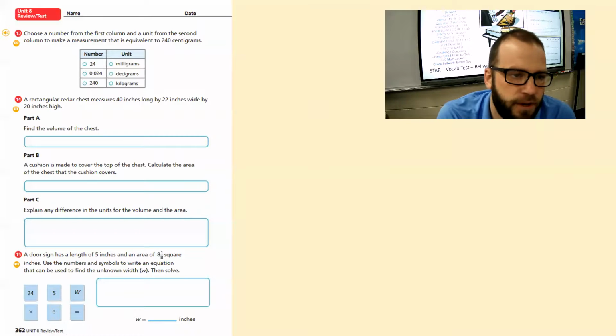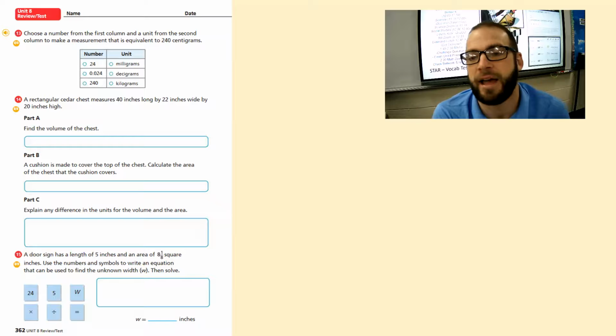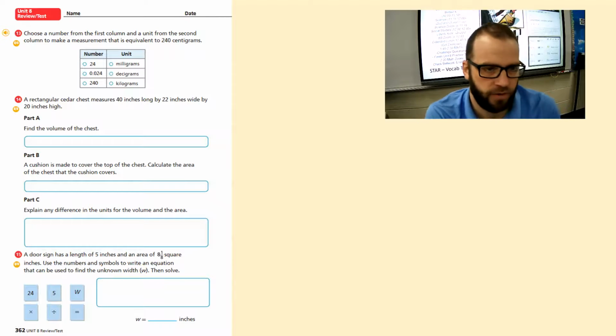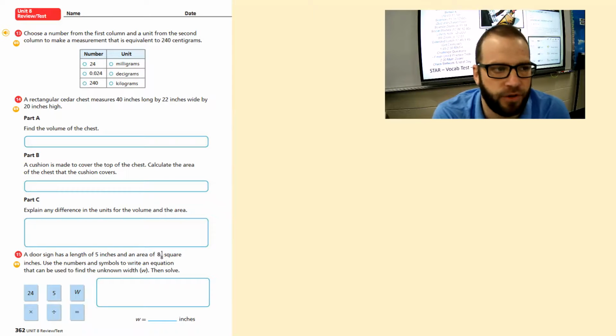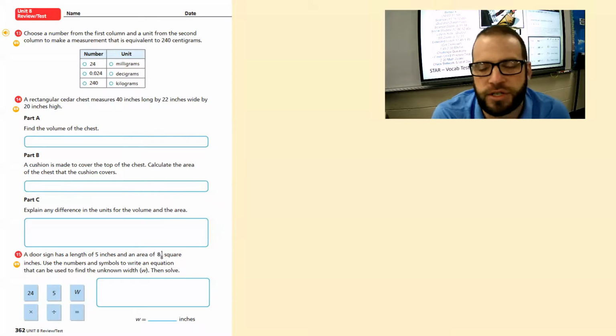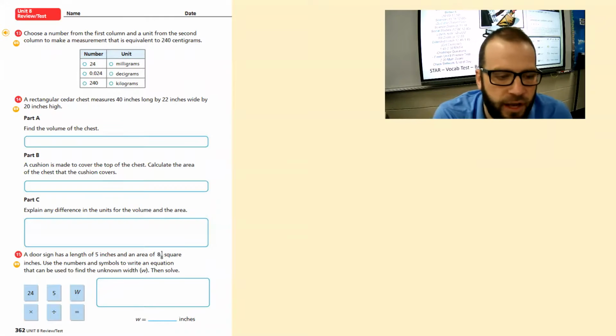A rectangular chest measures 40 inches long by 22 inches wide by 20 inches high. That sounds like a volume, so you're going to multiply the three of those together to get the volume. The cushion is made to cover the top, so you want to figure out the area on the top for the cushion, right? And then explain any difference in the units of the volume and the area. You can skip part C. We'll just talk about that during the live session.